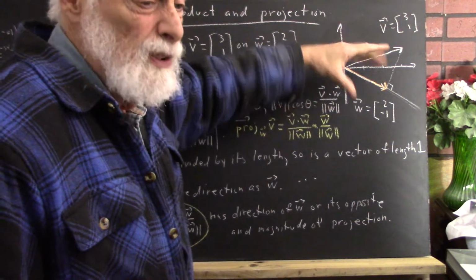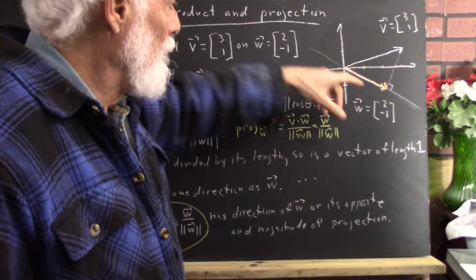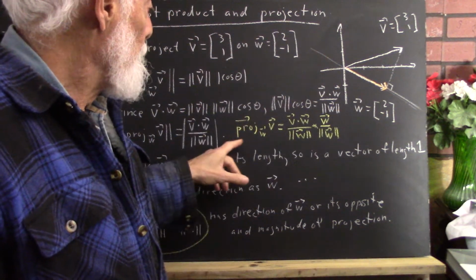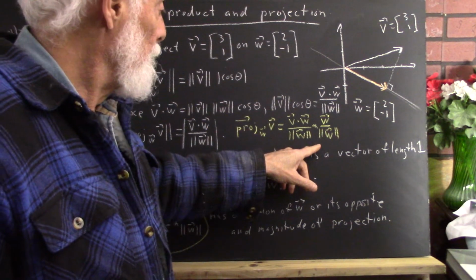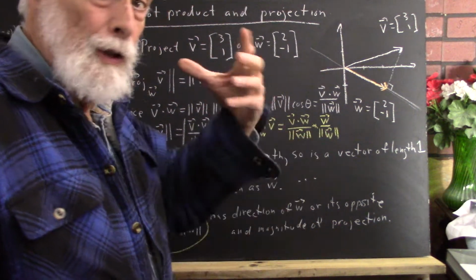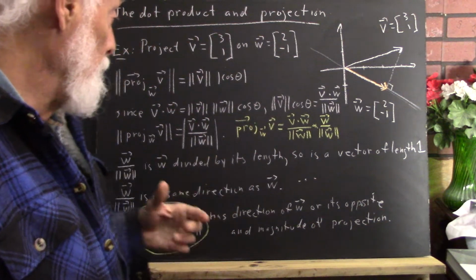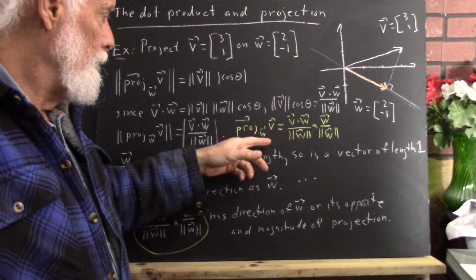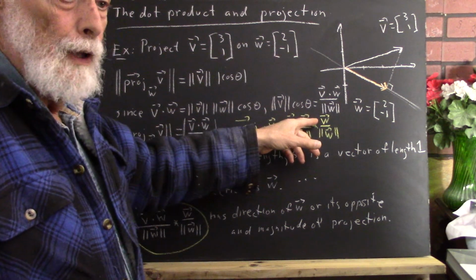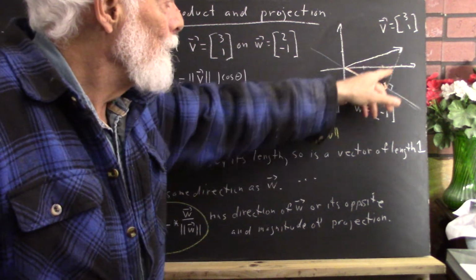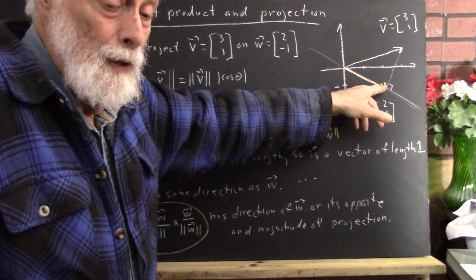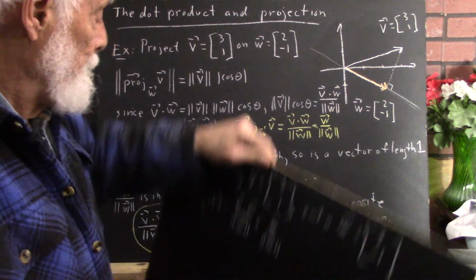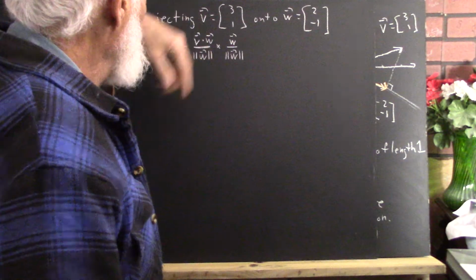But this is a sketch, so no reason to think that that would be exactly the case, so I didn't draw it that way. However, when we got this formula and ran the numbers, which I ran in my head, we're going to check that in a minute, you find that the projection is just the vector W, so really this projection line should have hit the tip of the W vector. Anyhow, let's verify that and demonstrate the whole process.